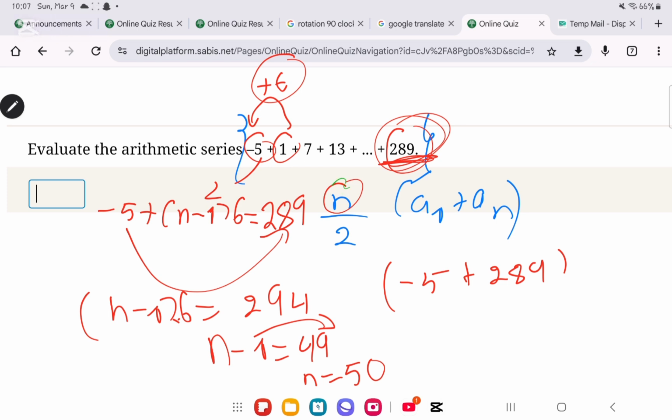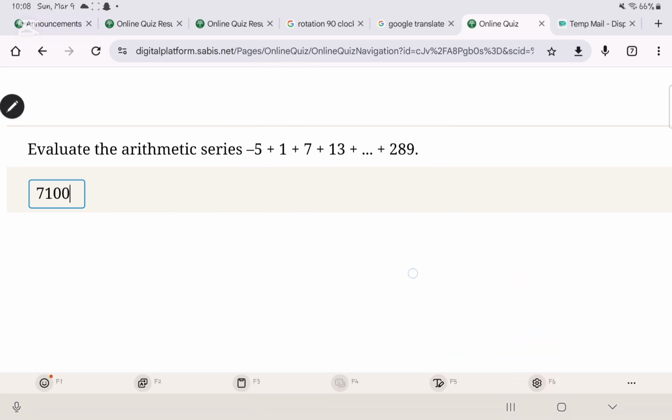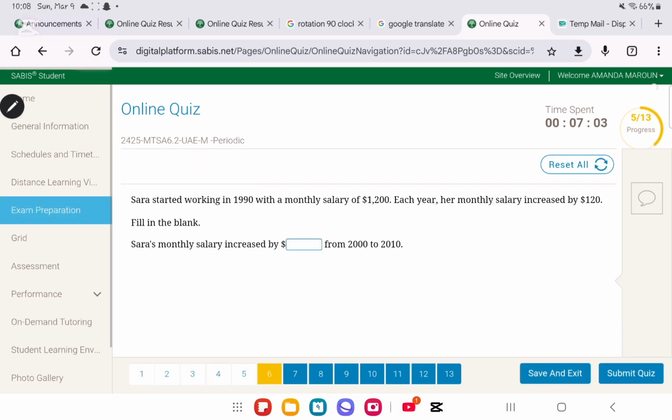And very simply, you will just substitute n over here. So it will become 50 over 2 times minus 5 plus 289. So you will get an answer which is 7,100. We move on to question number 6.